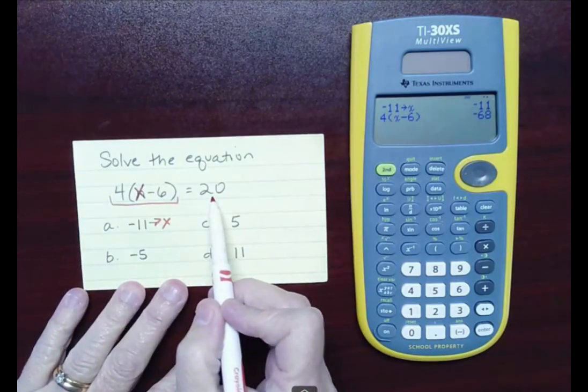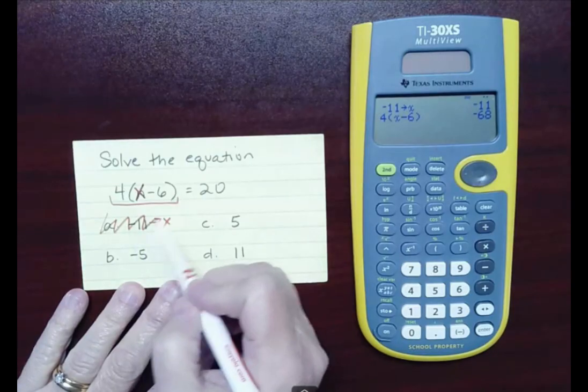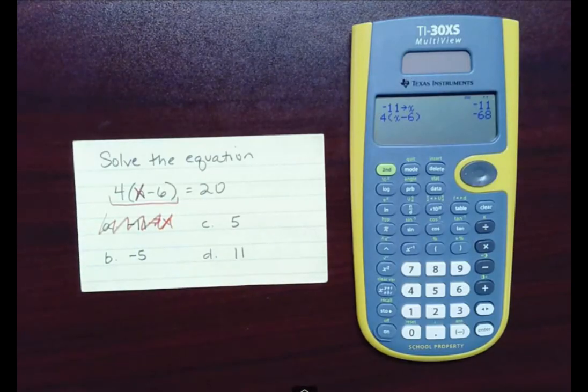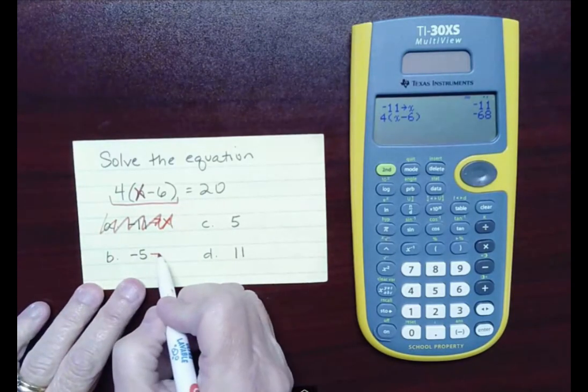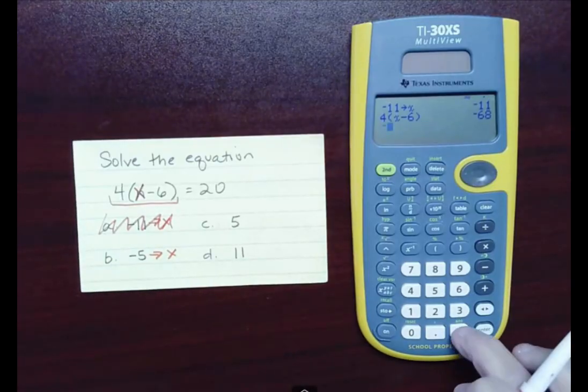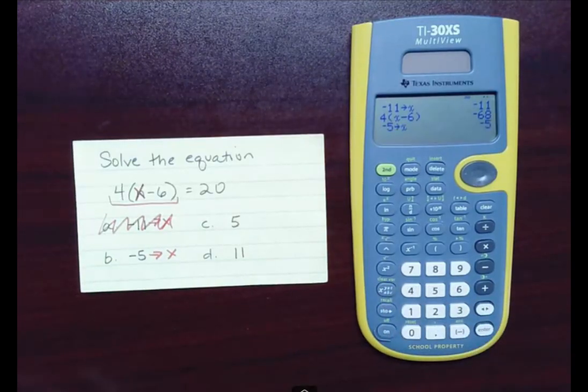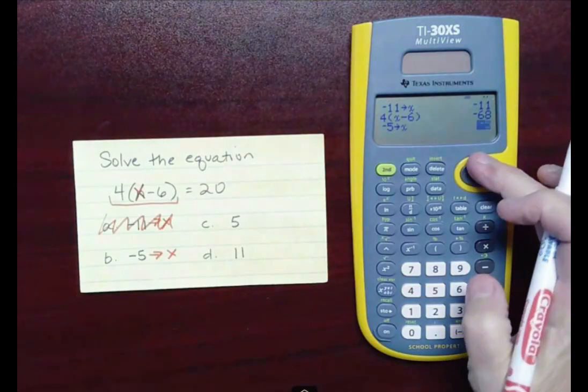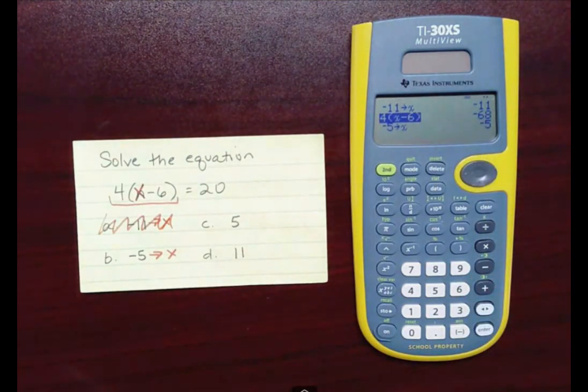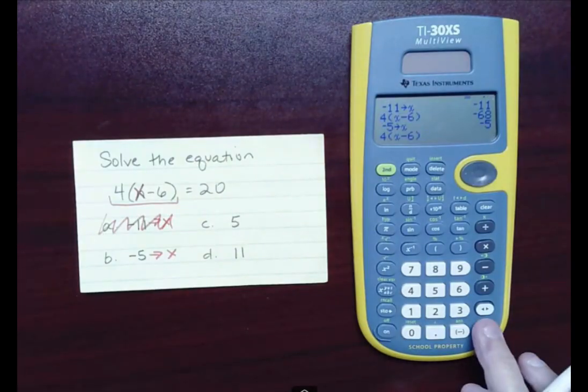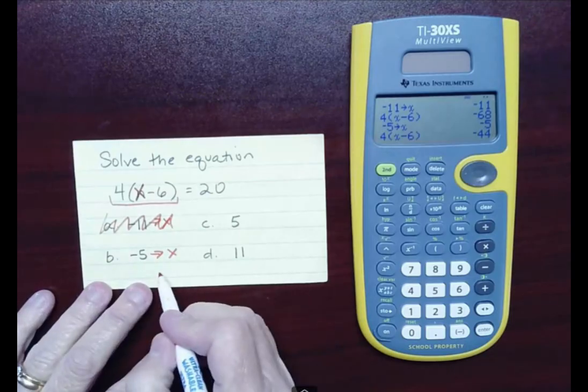Since I didn't get 20, I know A is not the right answer. So now we'll go on to answer choice B. And we're going to store negative 5 for x. Negative 5 store x, enter. Now we're going to retype this equation. Here's another trick I like to show people. You don't have to retype it. Your calculator will allow you to copy and paste it. So if I scroll up to where that expression is highlighted, when I hit enter, it will copy and paste it to the bottom. Enter again will give me the answer of negative 44.